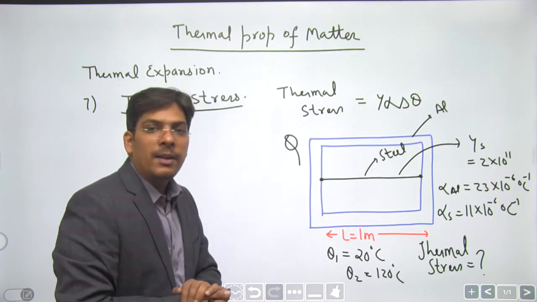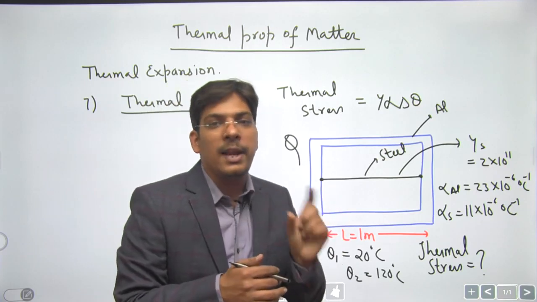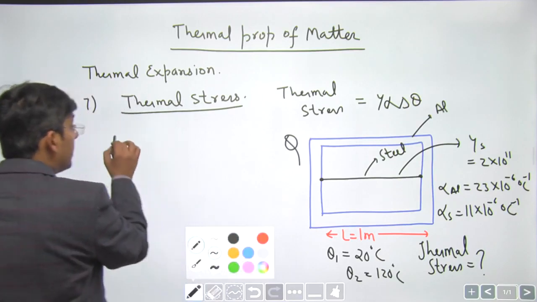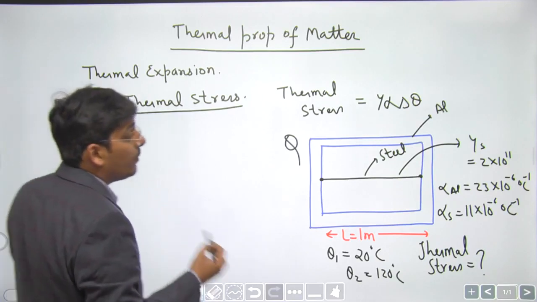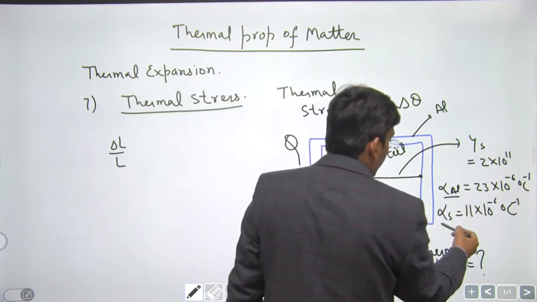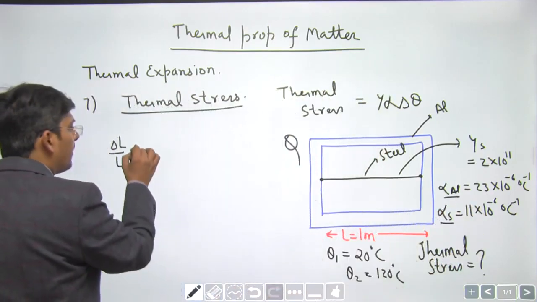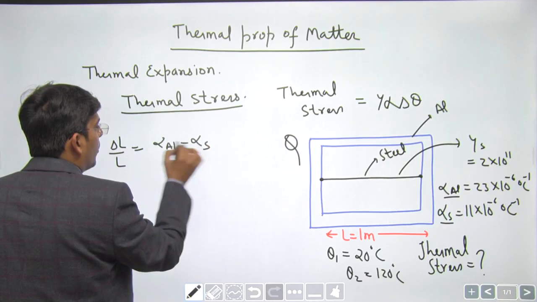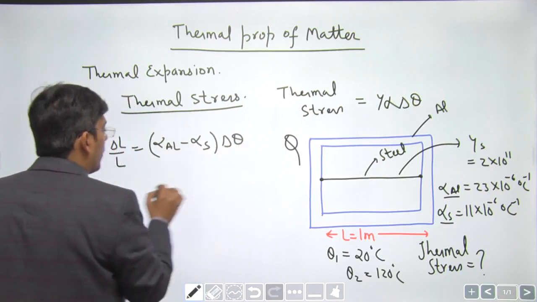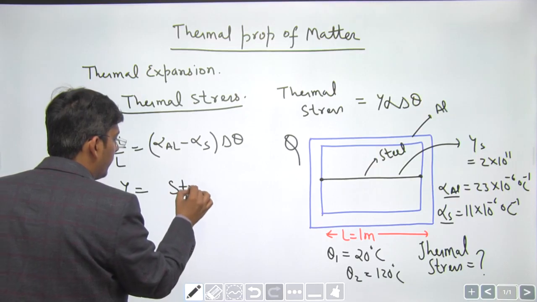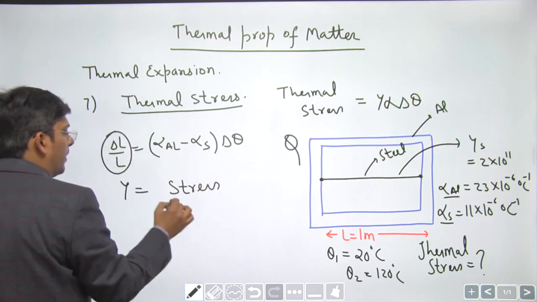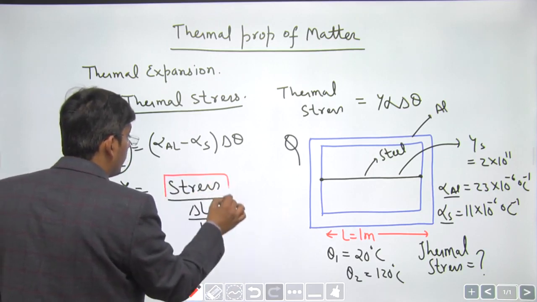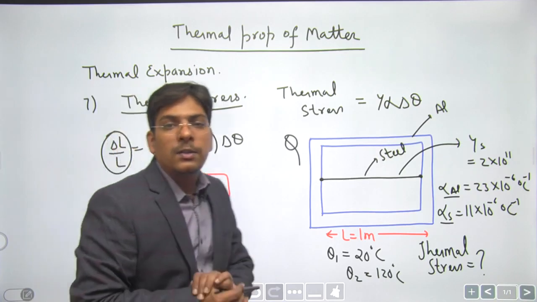Because both the things are expanding, the extra change in length will be responsible for strain in the steel wire. So how can I see that the aluminium frame is going to expand more? Because its alpha is more. So the strain developed in the steel wire will be alpha of aluminium minus alpha of steel into change in temperature. And now you know that Young's modulus is stress divided by strain. You already know what is strain, so you can easily get the value of stress from here, dear students. This was the 7th variety of question based on thermal expansion.